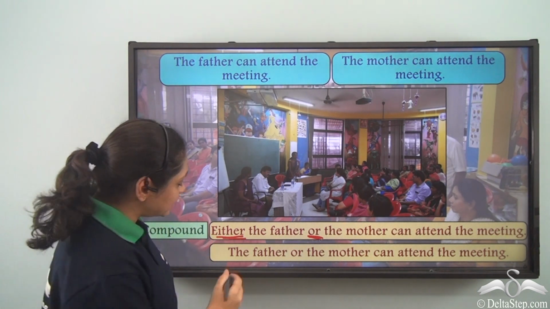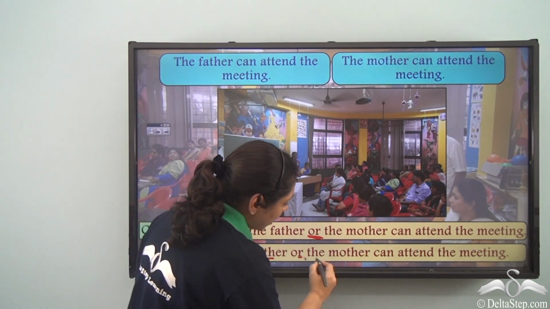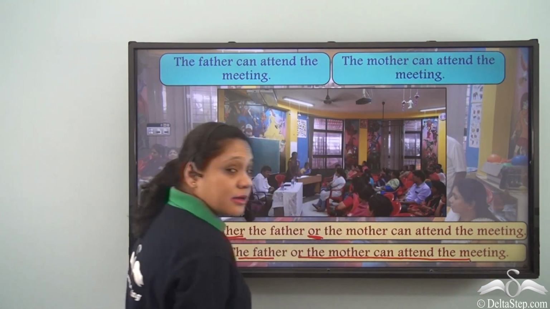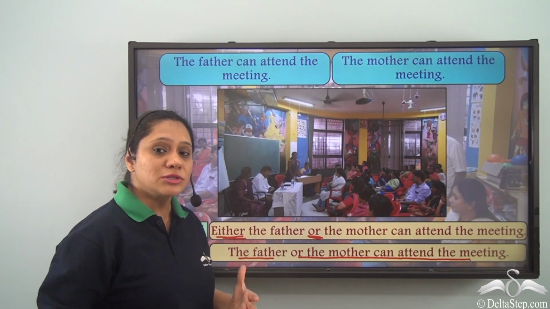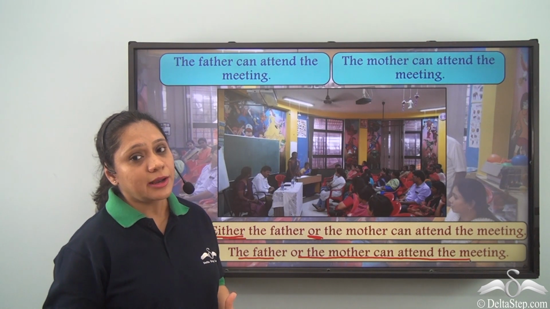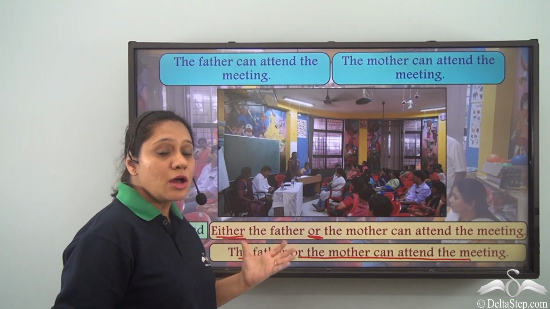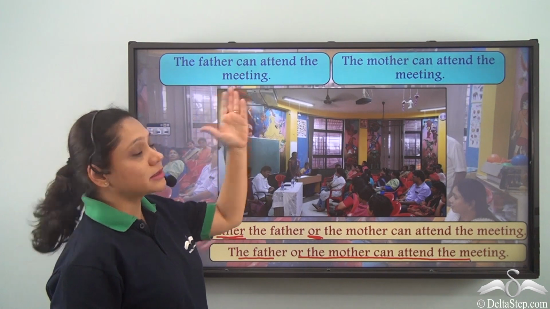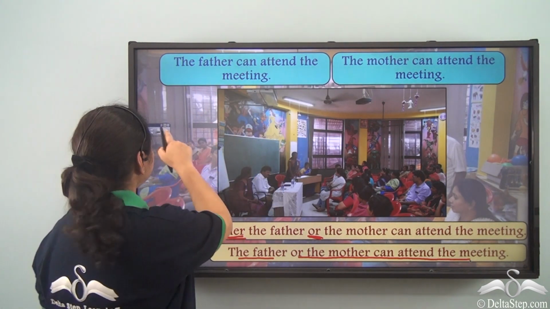We can also write it as, the father or the mother can attend the meeting. So in one case, we have used the correlative conjunction to join. In the other case, we have used the coordinating conjunction to join the two simple sentences.